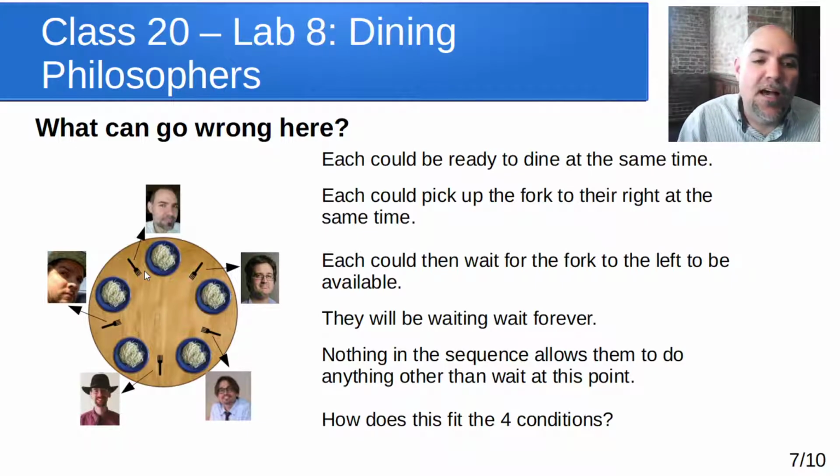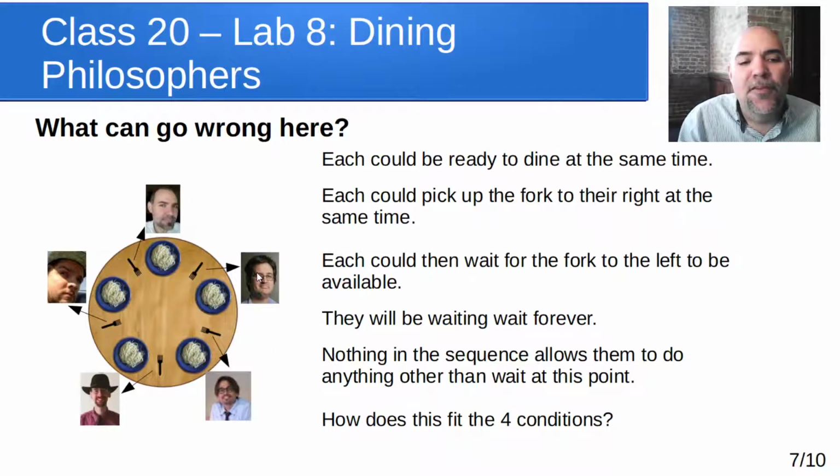So in other words, I would have the fork on my right, but I would be waiting for the one on the left. Travis would have the one on his right, but be waiting for the one on the left. Jim would have the one on his right, but be waiting for the one on the left, and so forth all the way around. And Jason will be waiting on me, who's waiting on Travis, who's waiting on Jim, who's waiting on Dwayne, who's waiting on Jason, who's waiting on me, who's waiting on Travis, and you get the idea.